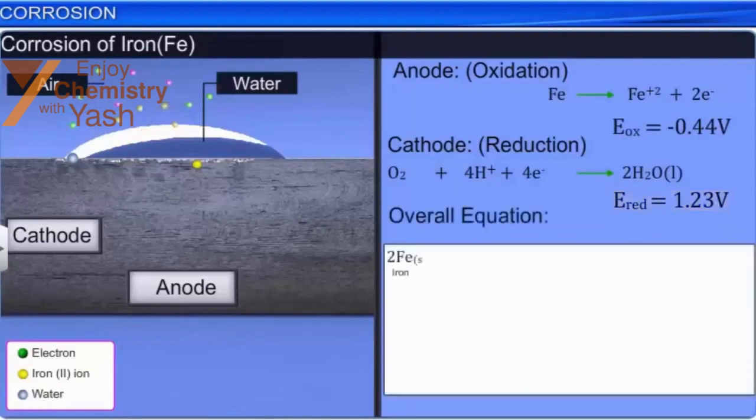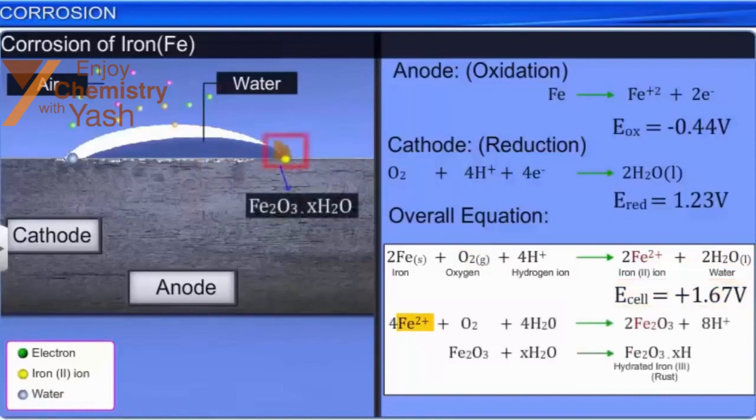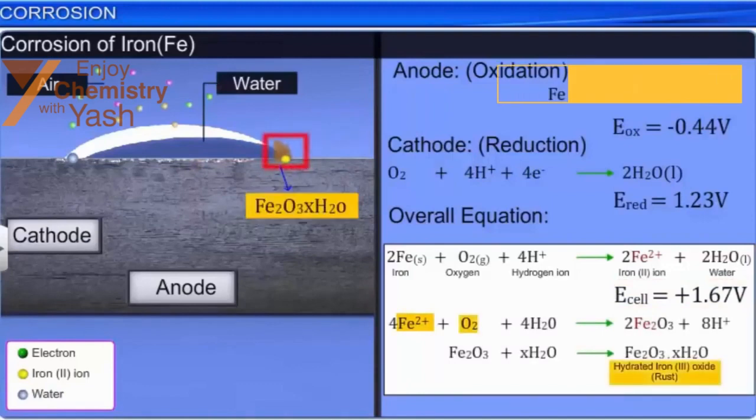In the overall equation, iron is oxidized to iron 2 ions, while oxygen is reduced to form water. The cell potential is 1.67 volts, consistent with a spontaneous reaction. The ferrous ions formed are then further oxidized by atmospheric oxygen to ferric ions in the form of hydrated iron 3 oxide, commonly known as rust.